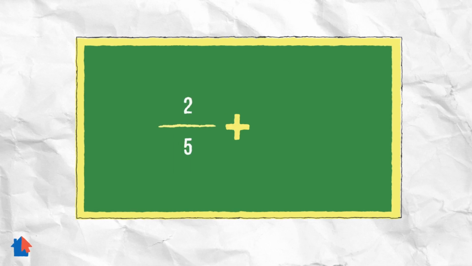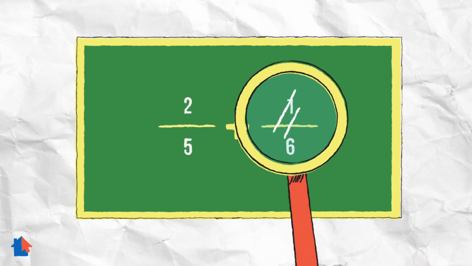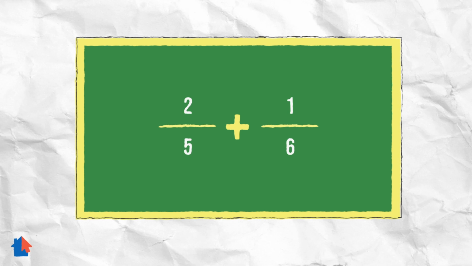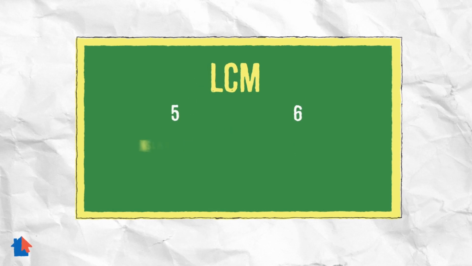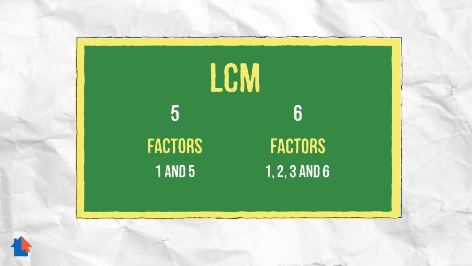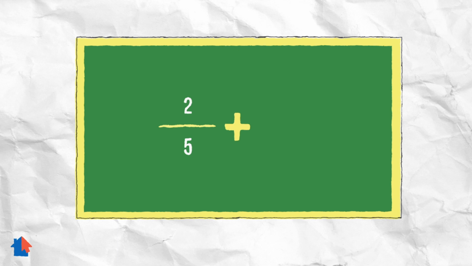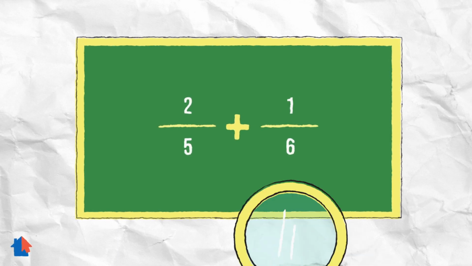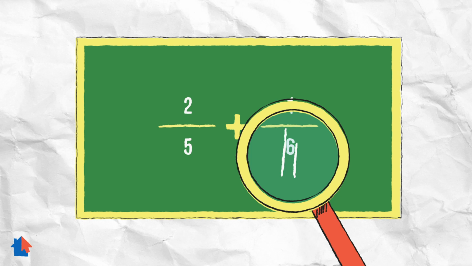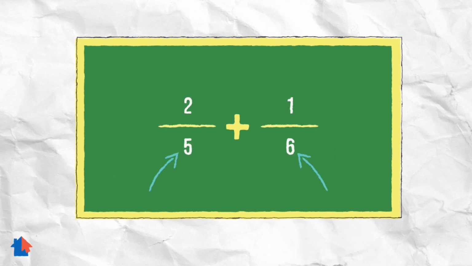To find a common denominator, you should remember how to find the least common multiple, LCM, from a previous lesson. This number will be the common denominator of the fractions you want to add or subtract. Let's find the common denominator for this example. 2/5 plus 1/6 equals. Find the least common multiple, LCM, of these unlike denominators, 5 and 6.